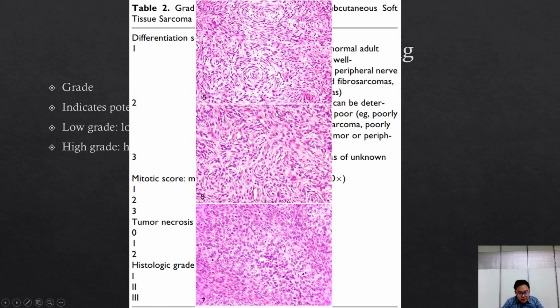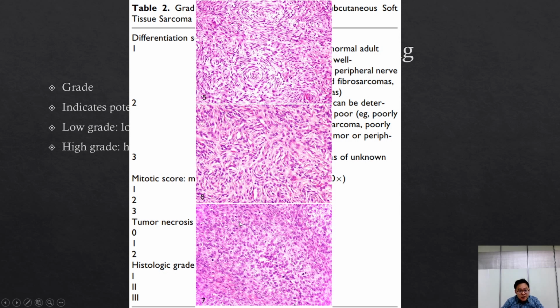And the second one is differentiation score 2. Palisading of spindle cells in an anatomic pattern are present, suggestive of either perivascular or perineural cell phenotype, but the resemblance to mature perivascular or perineural connective tissue is not as well developed as for the neoplasm of the upper one.